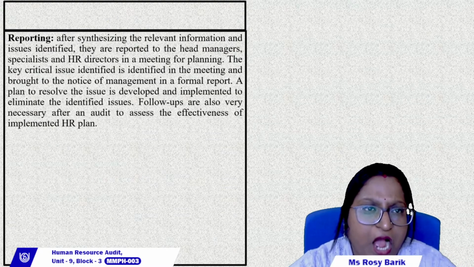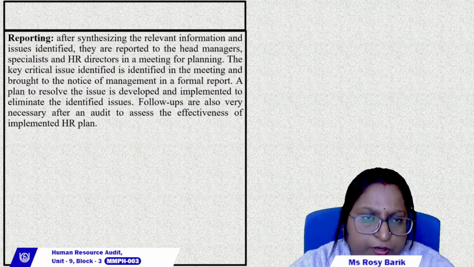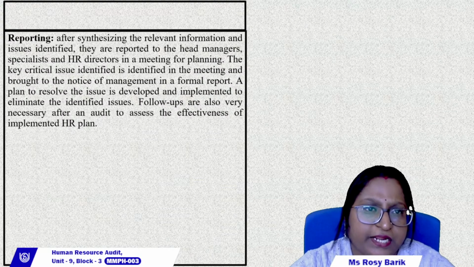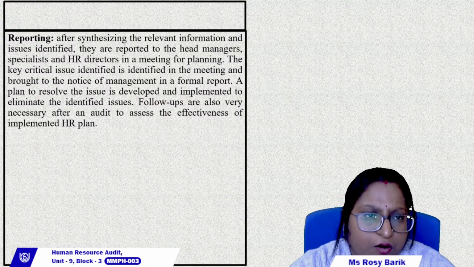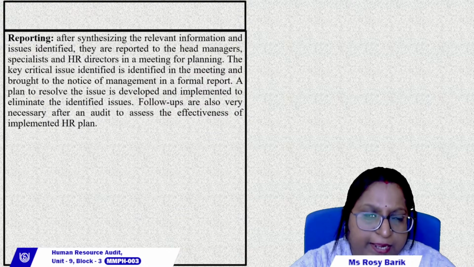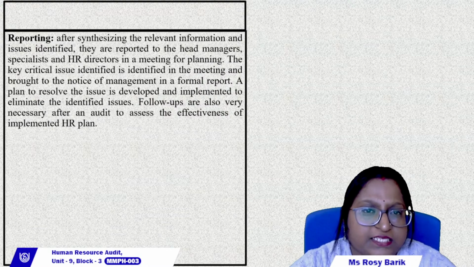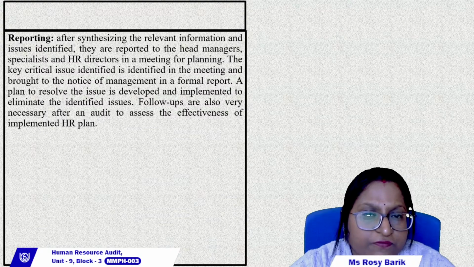Next is reporting. After synthesizing the relevant information and issues identified, they are reported to the head managers, specialists, and HR directors in the meeting for planning. The key critical issues identified in the meeting are brought to the notice of the management in a formal report. A plan to resolve the issues is developed and implemented to eliminate the identified issues. Follow-ups are also very necessary after an audit to assess the effectiveness of the implemented HR plan.